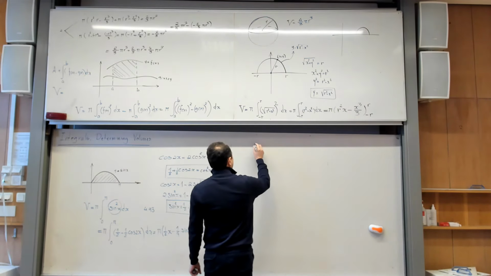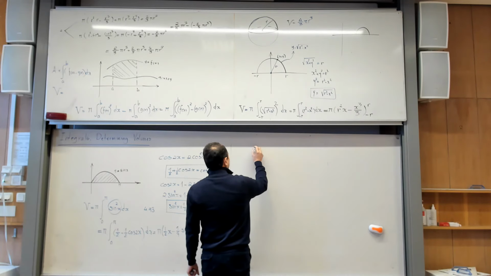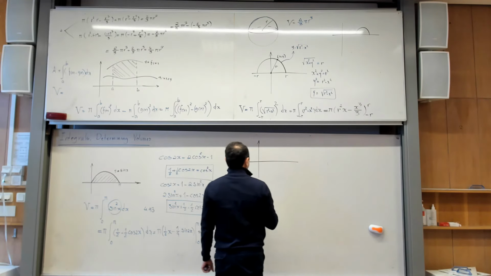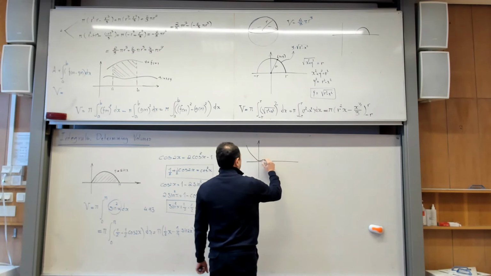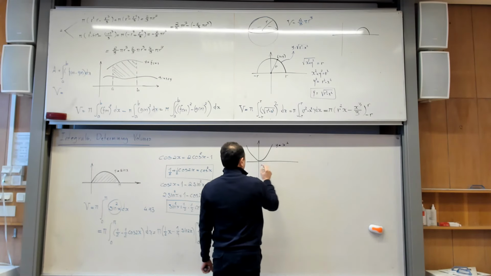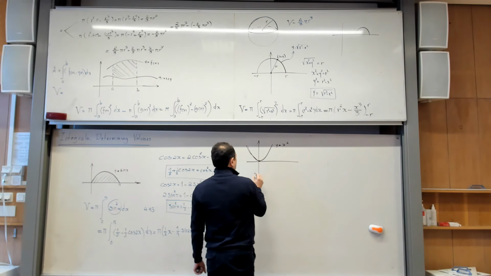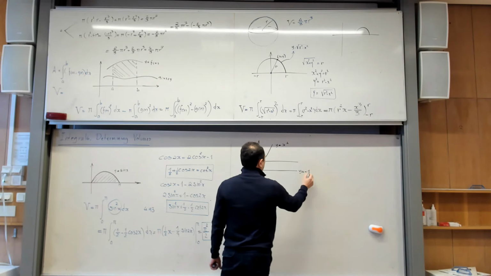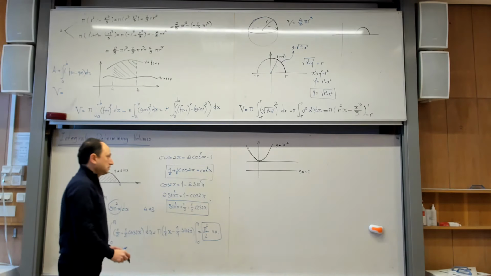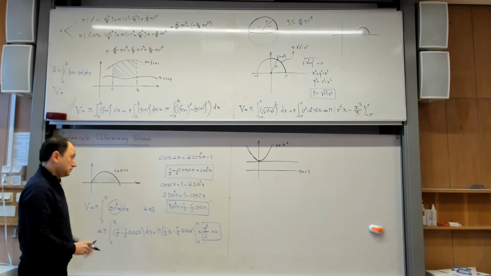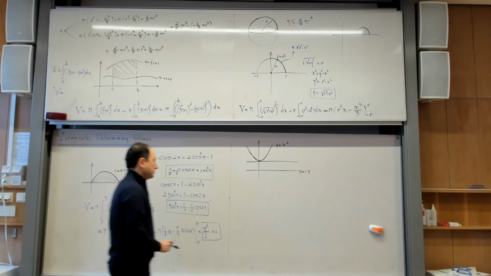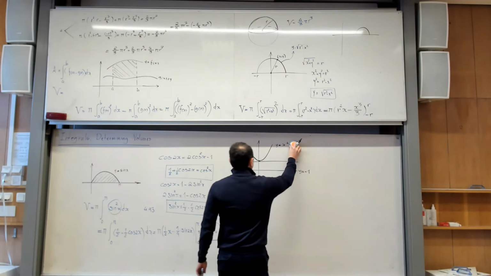So let me consider this. I have this function y equals x squared, and then I have this horizontal line y equals minus 1. No, that's not a good example. Sorry for that.